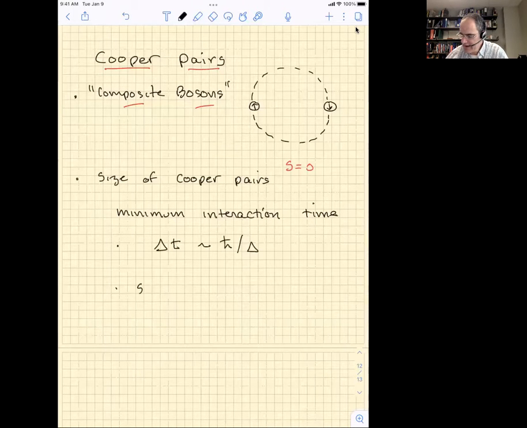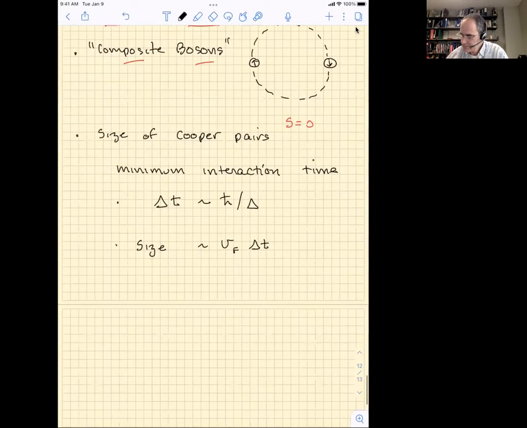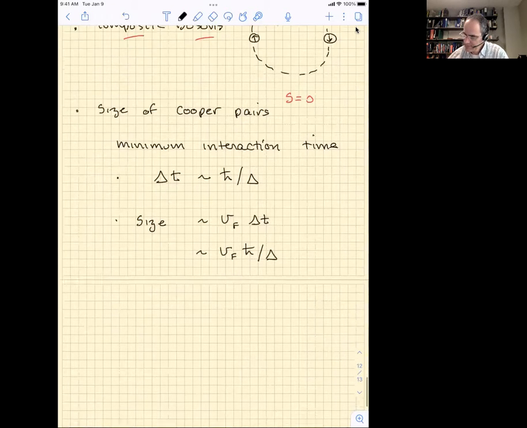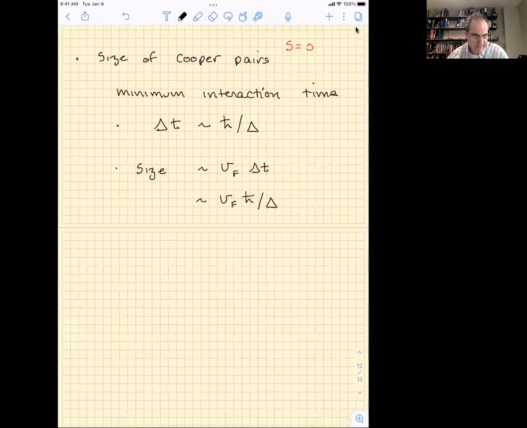And that means that the size should be of the order of the velocity of the electrons times delta t. How far do they move during this time? Okay? And so this is the Fermi velocity. Remember, these electrons are close to the Fermi energy, times ħ over delta. Okay? And we can estimate the size.